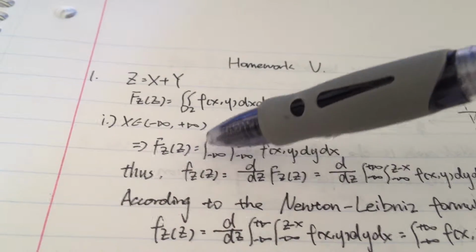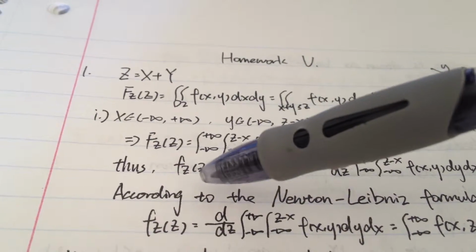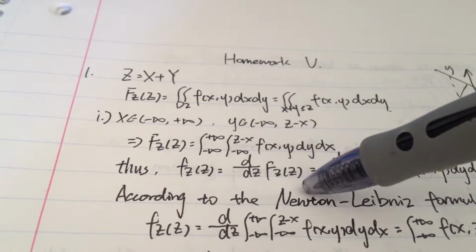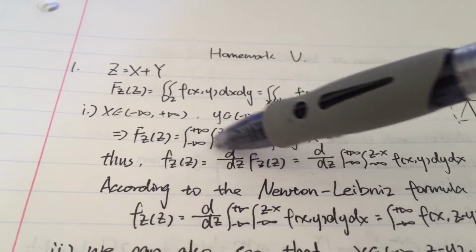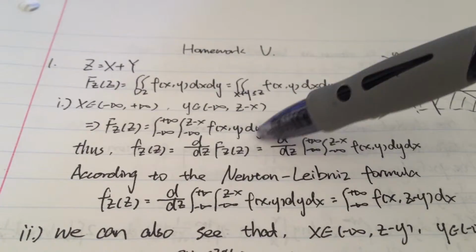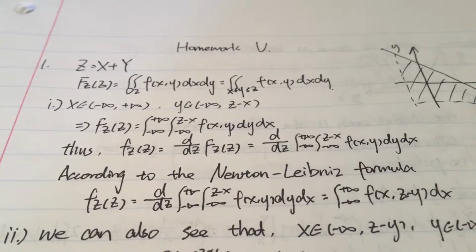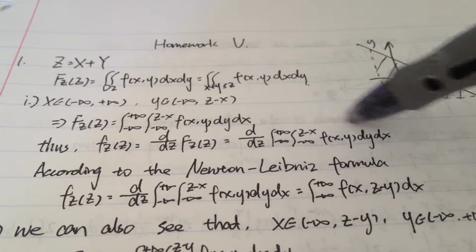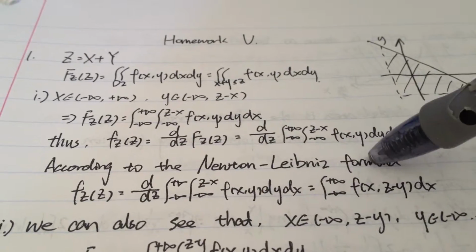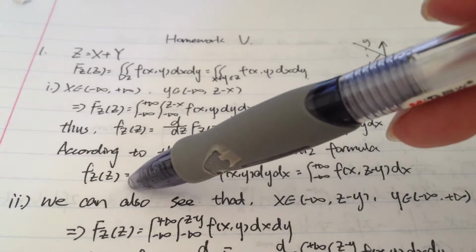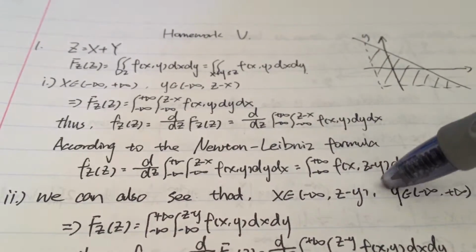joint distribution function of z can be written in this form, and the joint density function is the derivative of Fz, so that the density function equals this one. And according to the Newton-Leibniz formula, we can see that this part equals this part according to this formula, so that we can know the distribution density function fz equals this one.